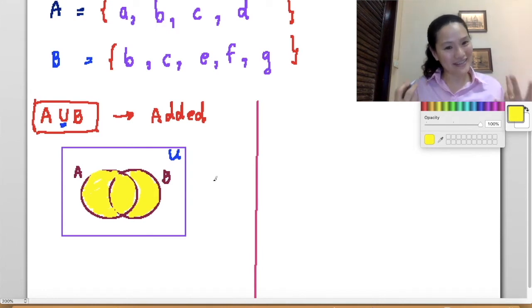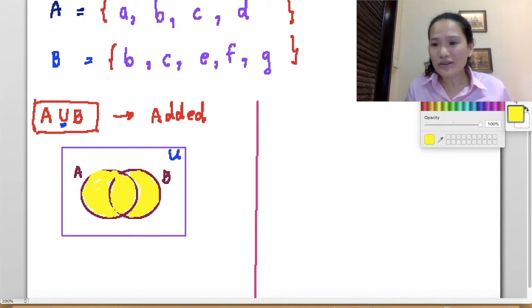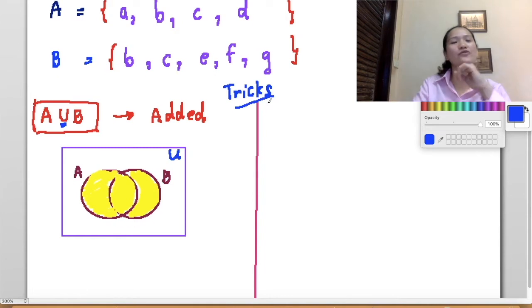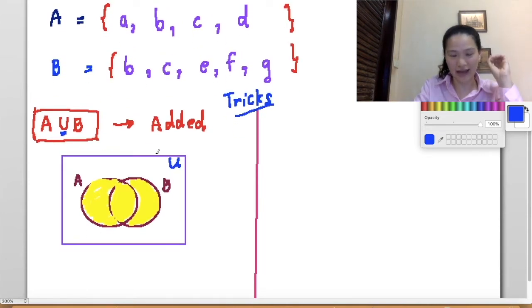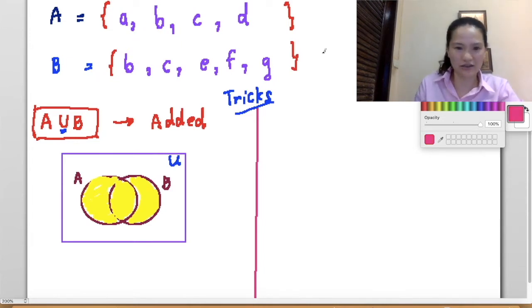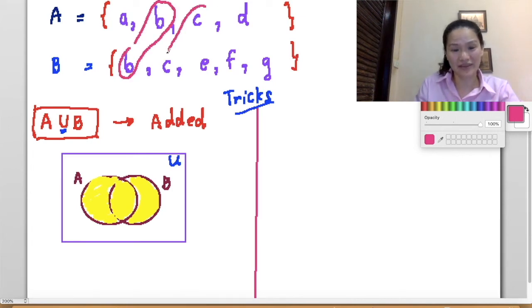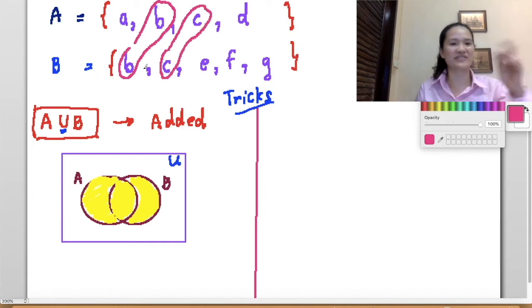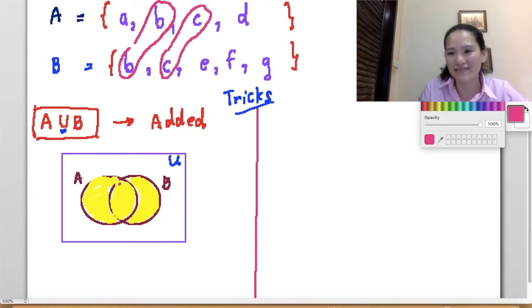Now let's see, because it's called union. If I want to label them, I'm going to give you a trick or technique for how to do it. First, if I want to write down what's inside in the picture, I can find the intersect. B is here, B in here as well, that's the same. C is in common. What else? No, it's only B and C, so I write down B and C here.